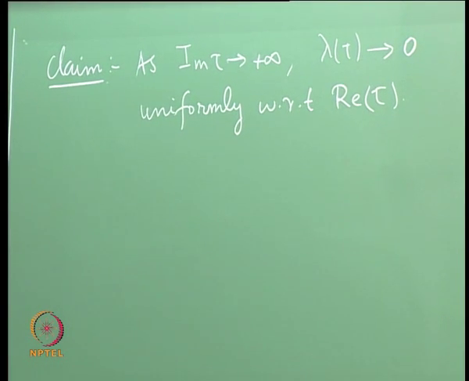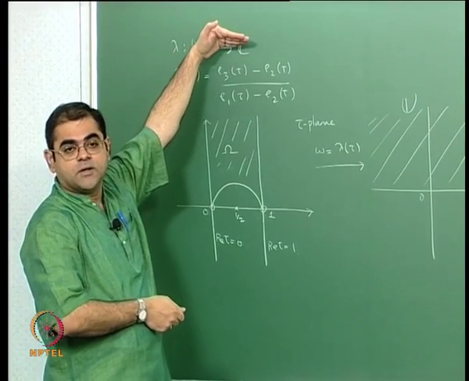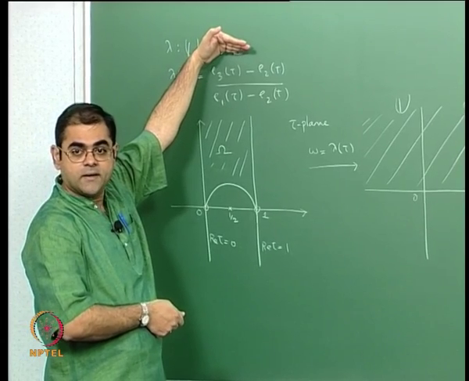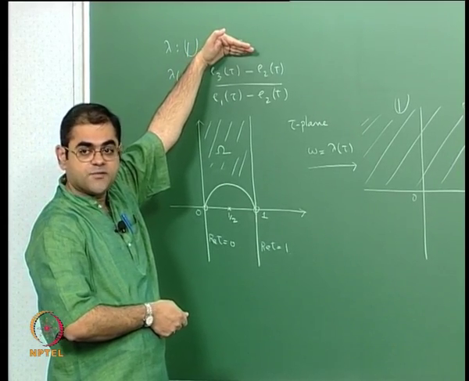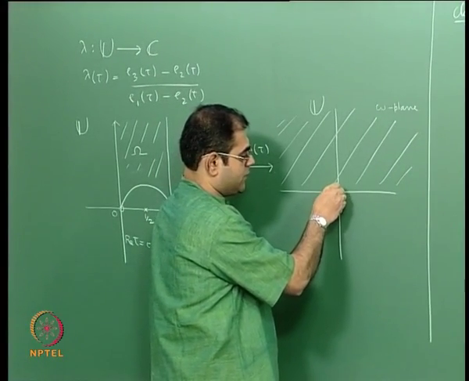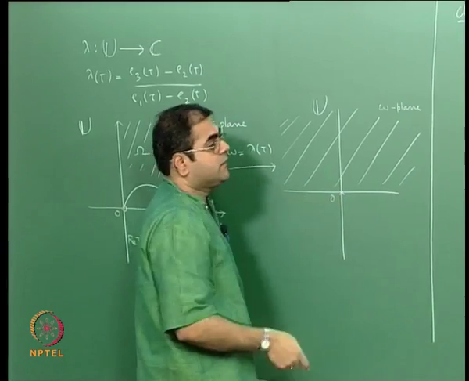Now this is the first claim, and how are we going to prove this? This will tell you that you can define the value of lambda at infinity as 0, and that is how lambda takes the value 0 in the image.